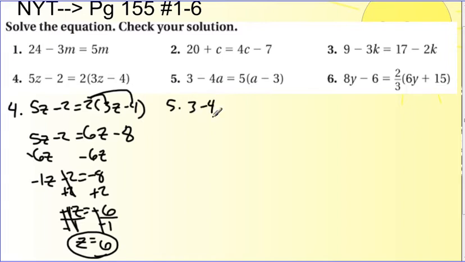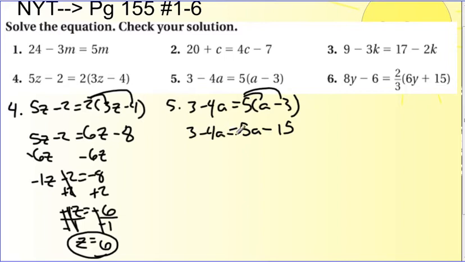3 minus 4a equals 5 times a minus 3. Parentheses, distribute, we get 5a minus 15 equals 3 minus 4a. Nothing to combine. Variables on both sides, get rid of the 5a. Minus 5a gives me 3, and that's a minus 9a. Negative 4 minus 5 is negative 9. And this is a positive 3, a negative 9.